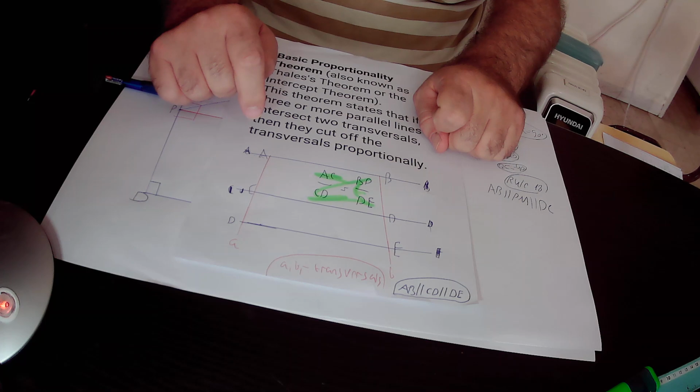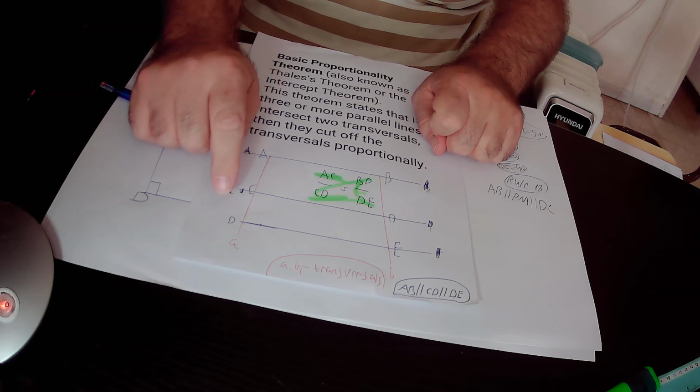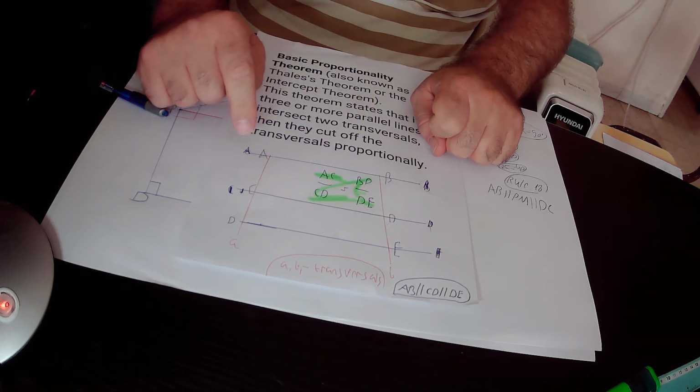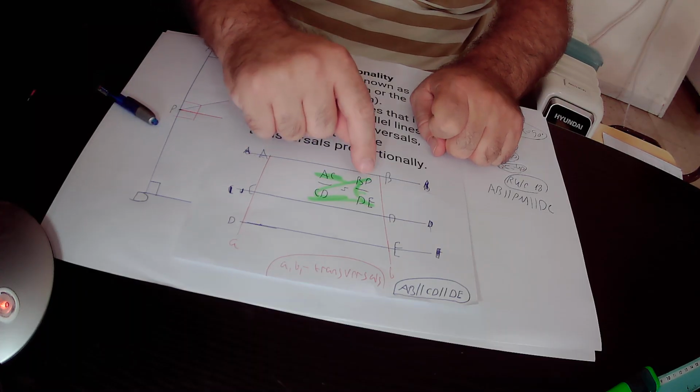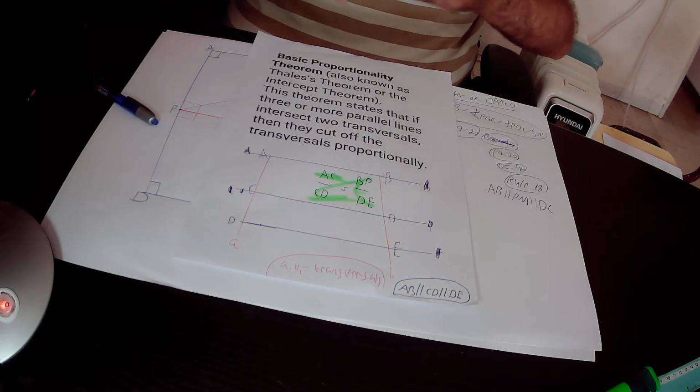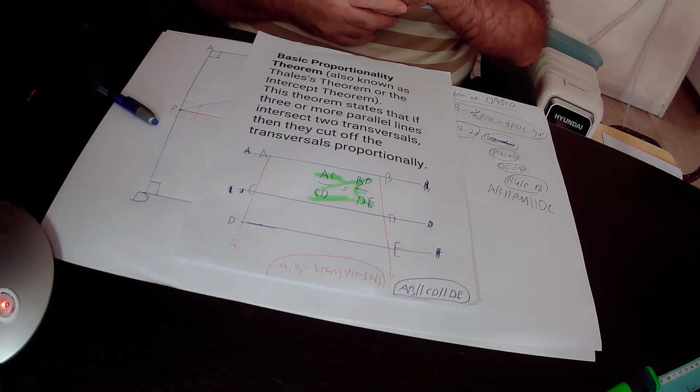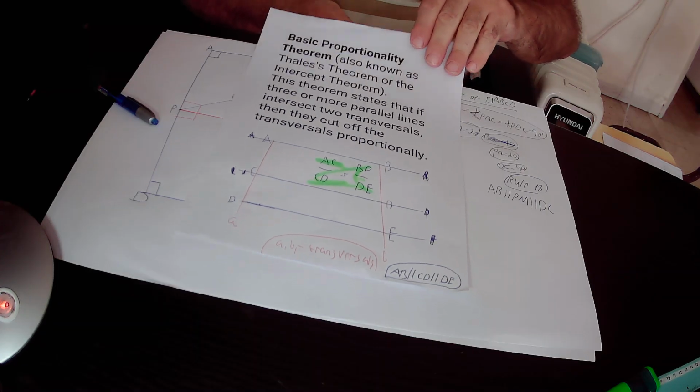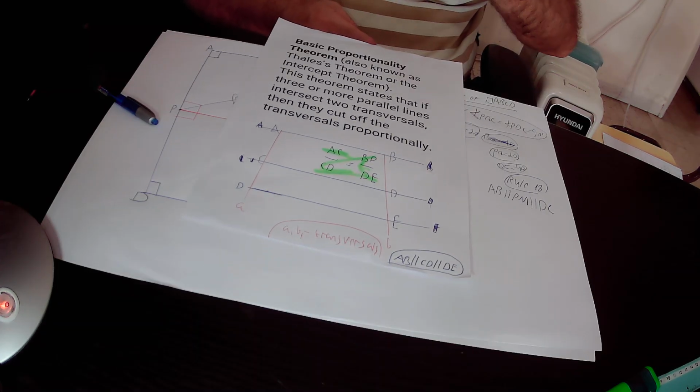The relationship is as follows: AC over CD equals BD over DE. Again, AC over DC equals BD over DE. This is according to the basic proportionality theorem. So we can implement the basic proportionality theorem in our drawing.